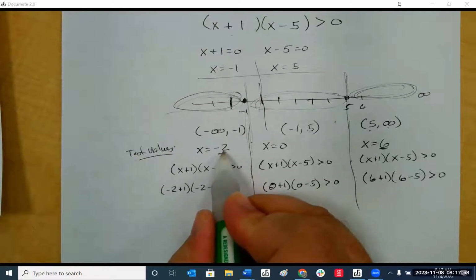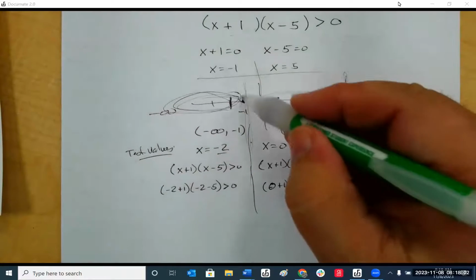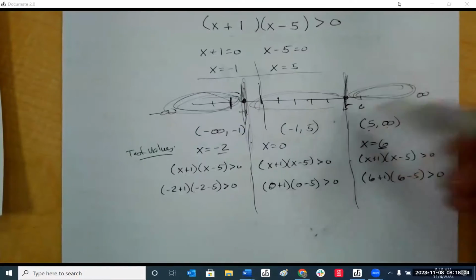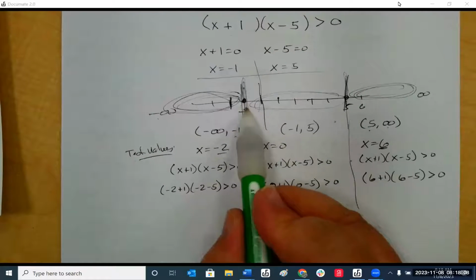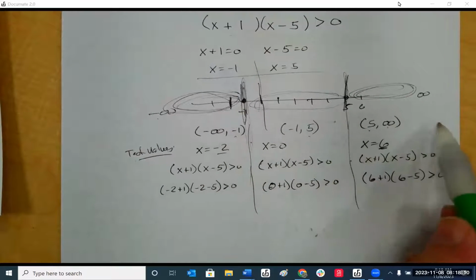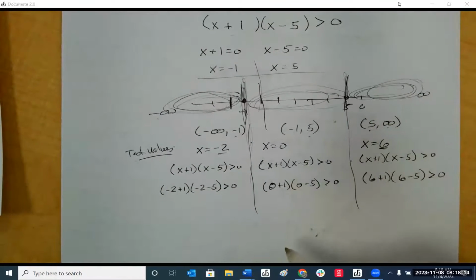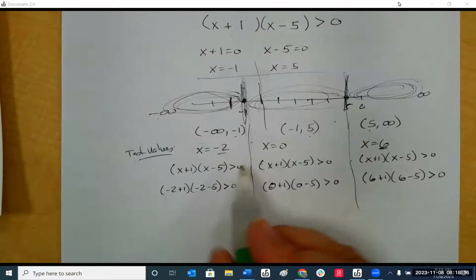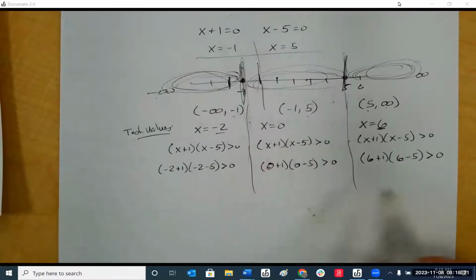Remember, the test values are in these intervals. The x-intercept stops here and here. So I go from negative infinity to negative 1, from negative 1 to 5, and then from 5 to infinity. Then I pick values inside these intervals. And since our equation is greater than 0, we're only looking for answers that are positive.